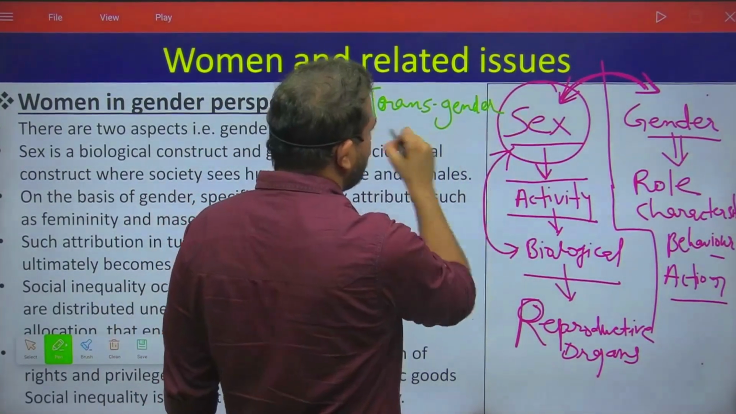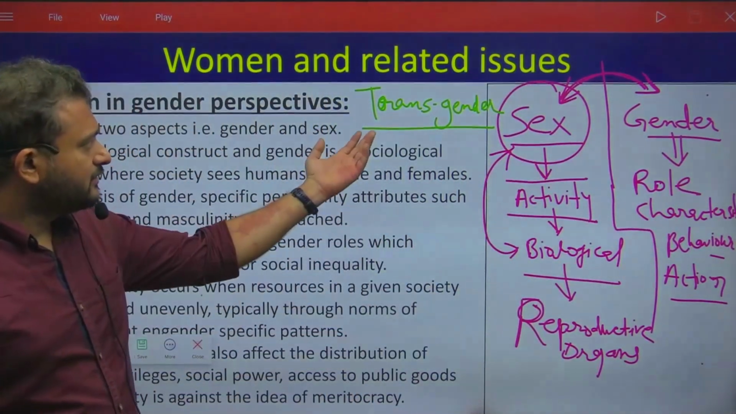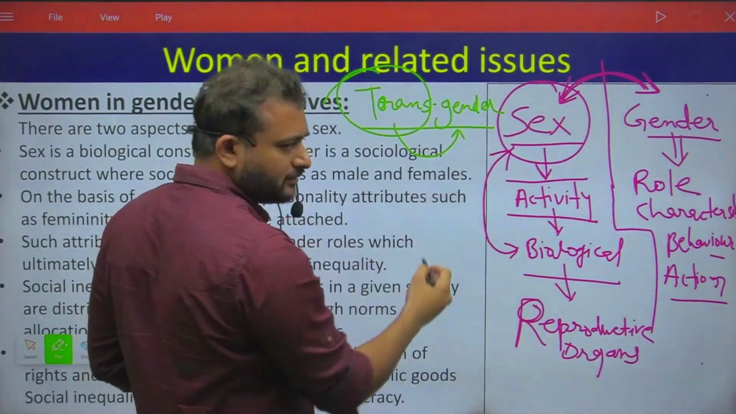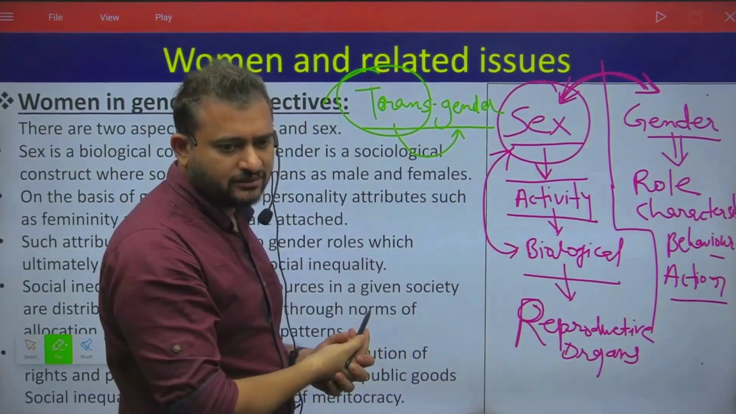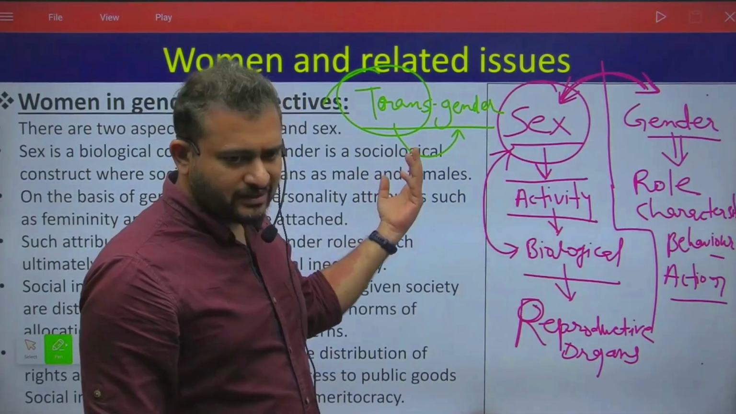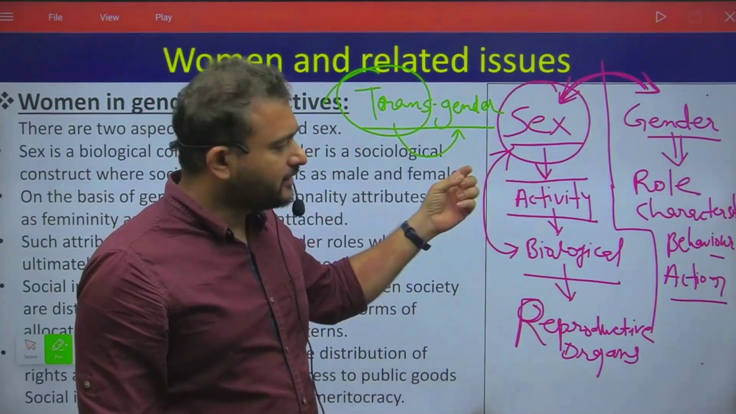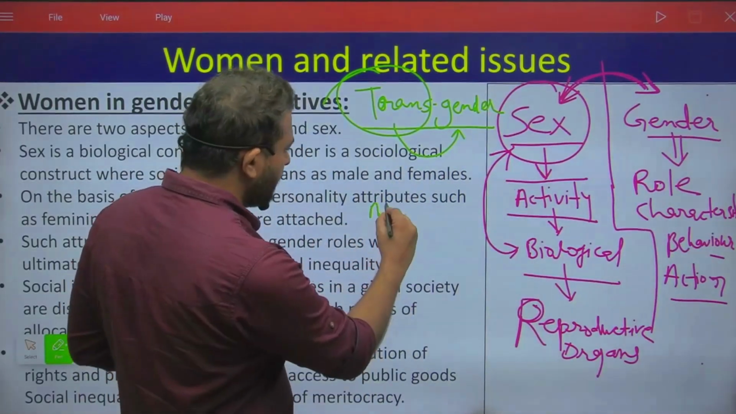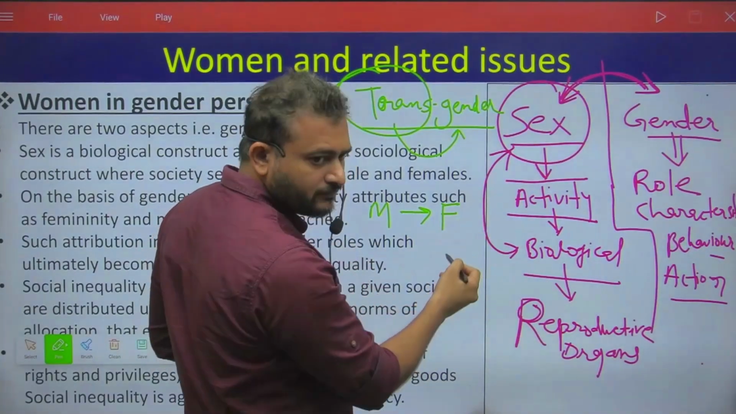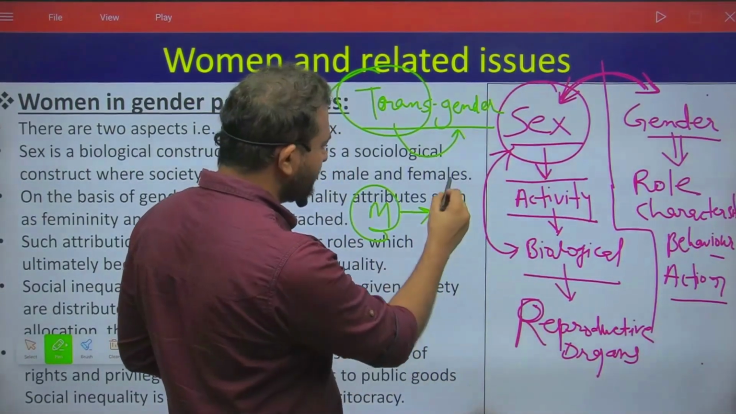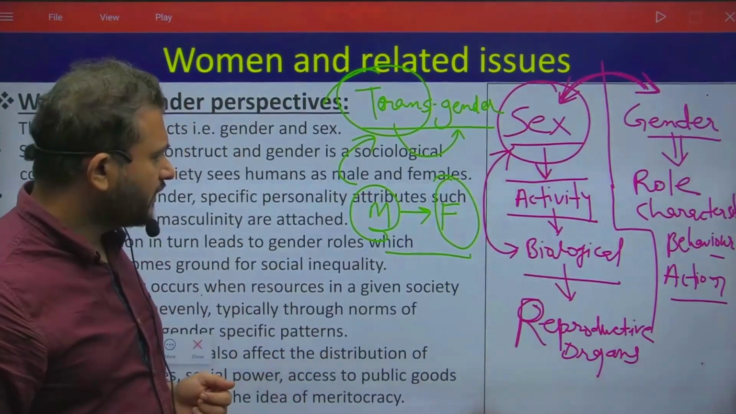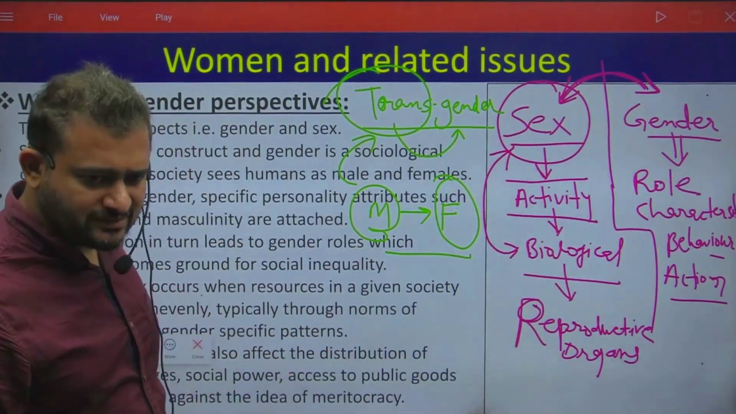I have also explained the word transgender, that there is a transition from sex to gender. Like if someone is male, but when it comes to gender his sex got transferred, that means a male who is acting like a female. That is transgender. I have discussed this in detail.